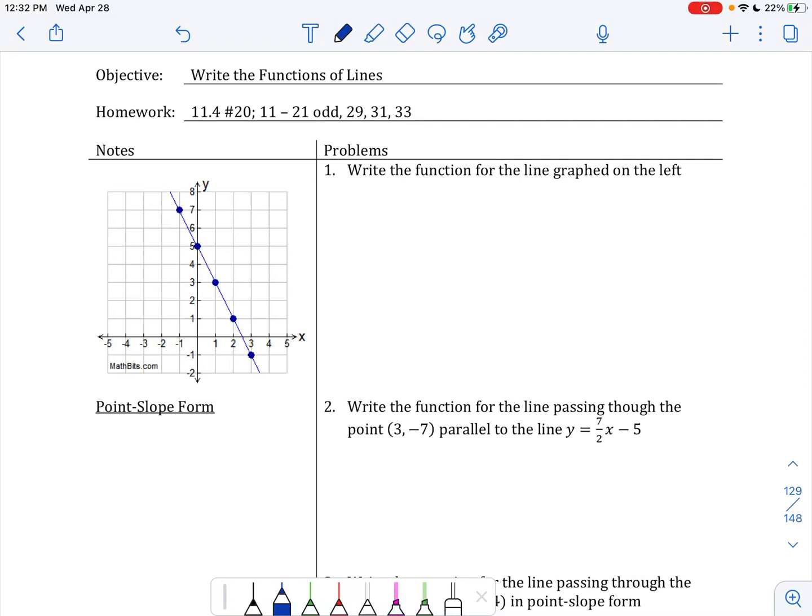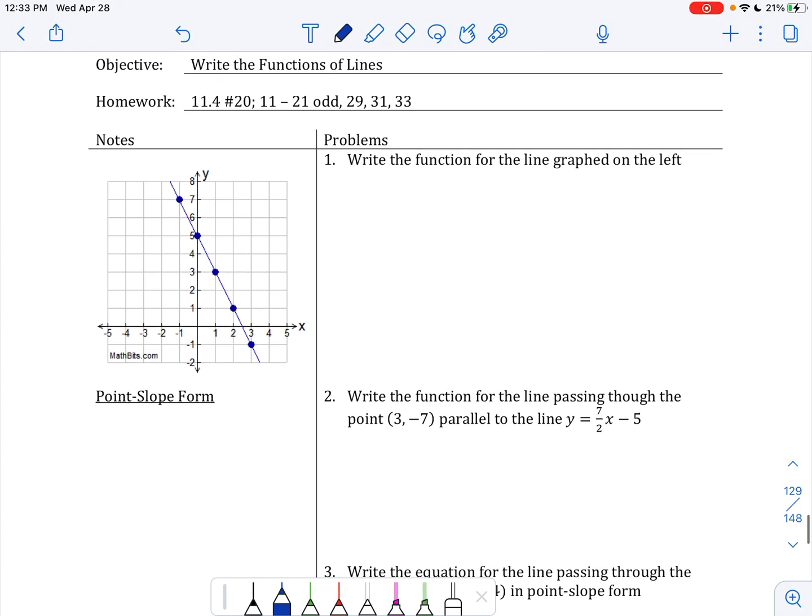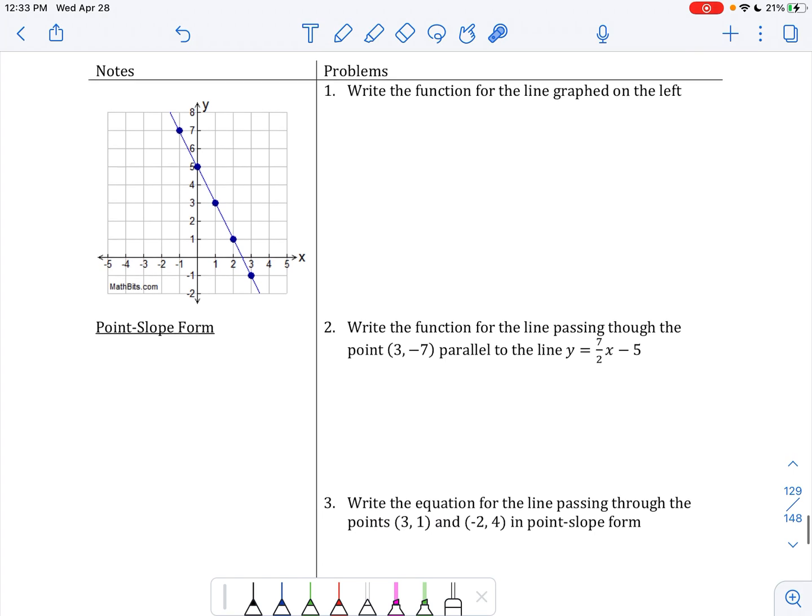All right, so we are going to introduce our last form of lines here. Get yourself ready for notes and we're going to get started. If you're confused about anything from the last few lessons, please make sure that you're signing on to your class Zoom and getting those questions answered. So get yourself ready for notes on writing the functions of lines.